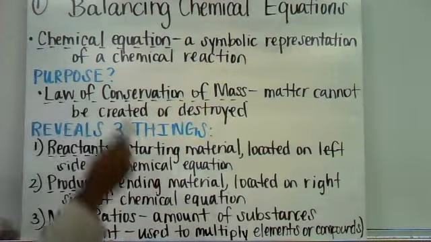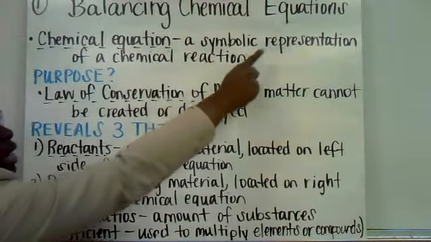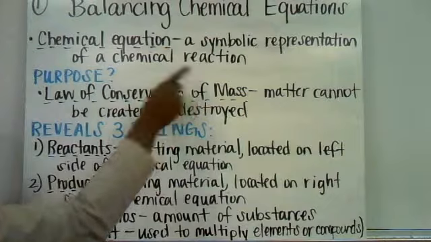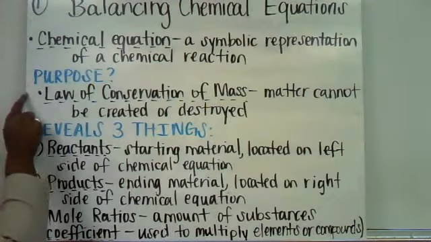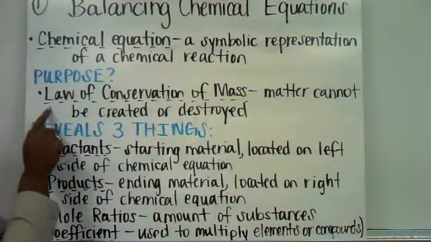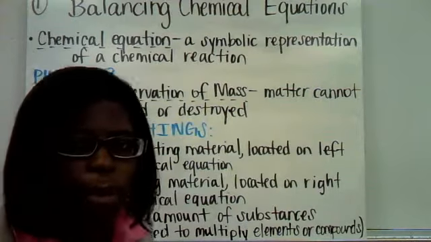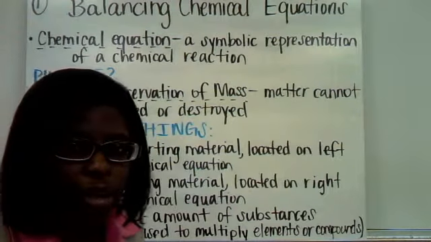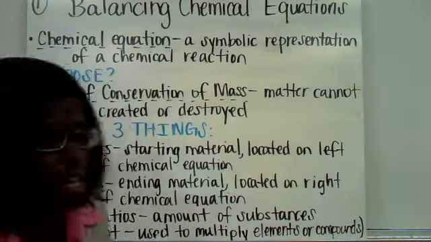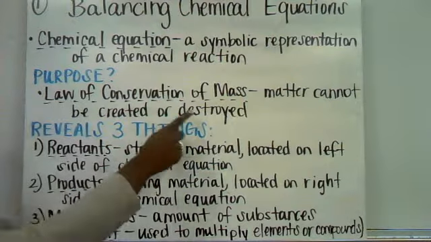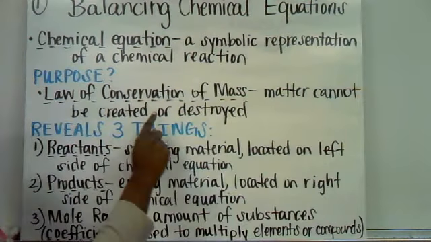So a chemical equation is a symbolic representation of a chemical reaction. The purpose of a chemical equation is to support the law of conservation of matter. So remember, the law of conservation of matter and the law of conservation of mass are the same thing. The law of conservation of mass says that matter cannot be created or destroyed.